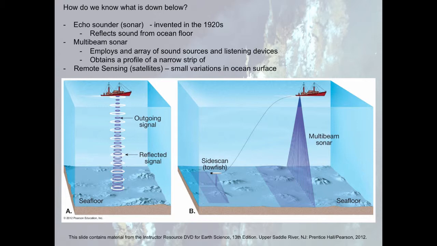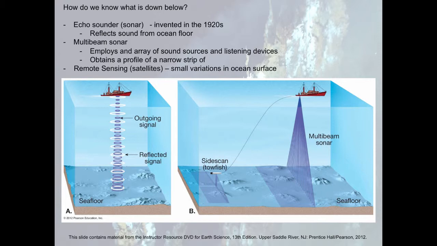Multi-beam sonar is a more modern technique where an array of sound sources and recorders are able to map or draw basically a three-dimensional picture of the ocean floor in a narrow strip fashion, whereas echo sounding is a single point.